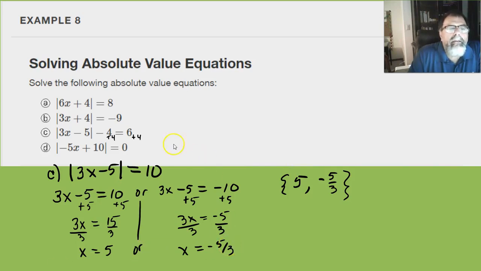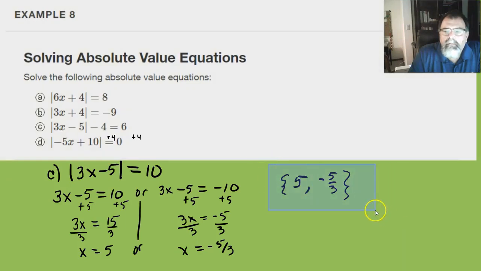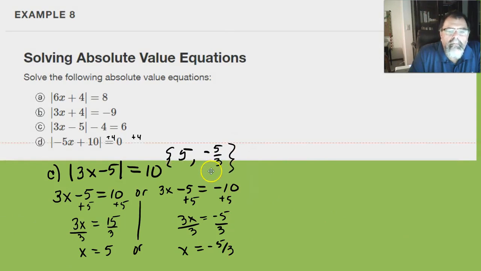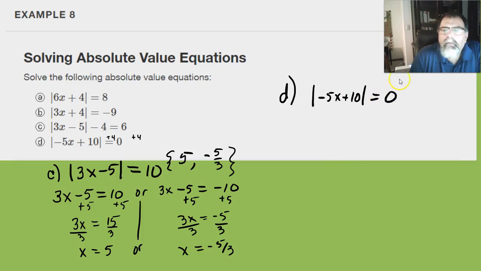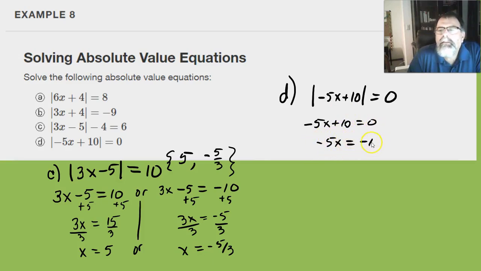And then D, when is this equal to 0? Okay, let's do D. So this is only going to have one possibility. If it's equal to 0, the only way this could be true is if the number inside is equal to 0. So you just drop the absolute value bars and solve this. I can move the 5x to the other side, or subtract 10 from both sides, either way, and then divide by negative 5. So x is 2. So that just has one solution.